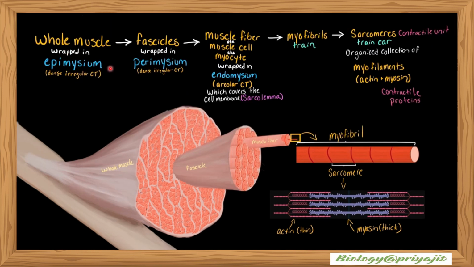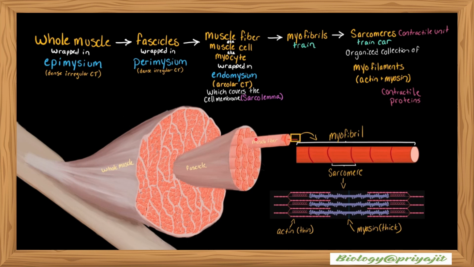So, the whole muscle, which is connected with the bone or our skeletal system, is called the skeletal muscle. The whole skeletal muscle is wrapped in epimysium. This is epimysium, the dense irregular connective tissue, and within the whole muscle there are so many muscle fascicles. They are wrapped in perimysium. This is a muscle fascicle and they are wrapped in perimysium, and within each muscle fascicle there are so many muscle fibers, which are also known as muscle cell or muscle myocyte.